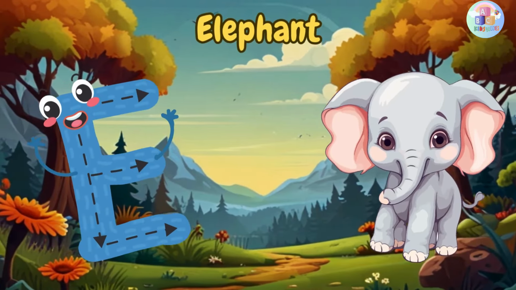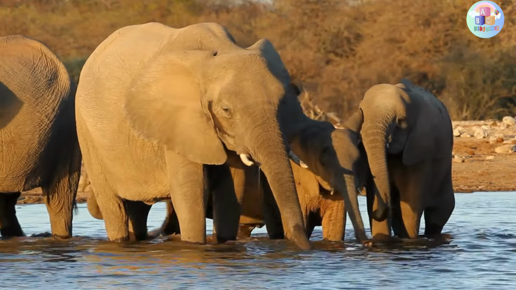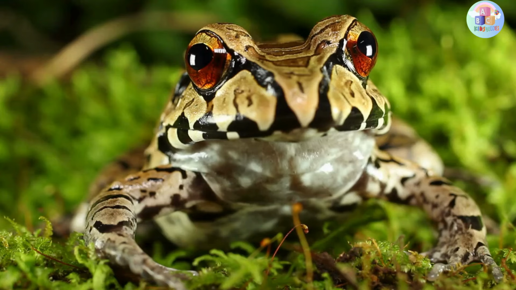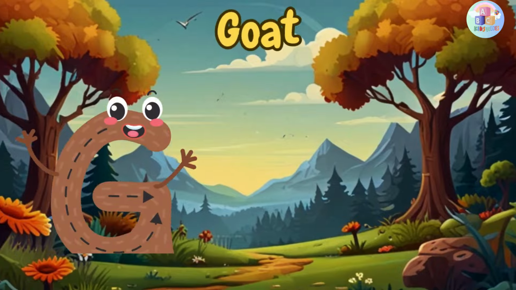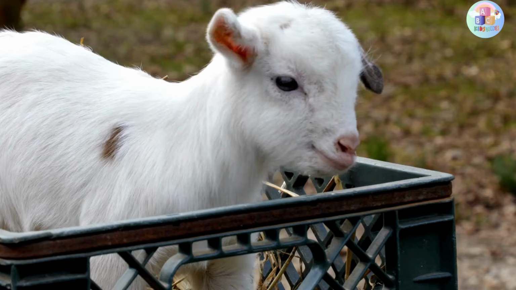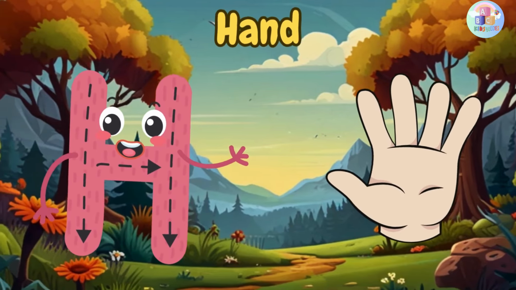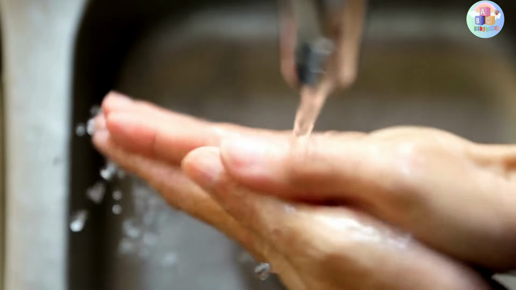E is for elephant, e, e, elephant. F is for frog, f, f, frog. G is for goat, g, g, goat. H is for hand, ha, ha, hand.